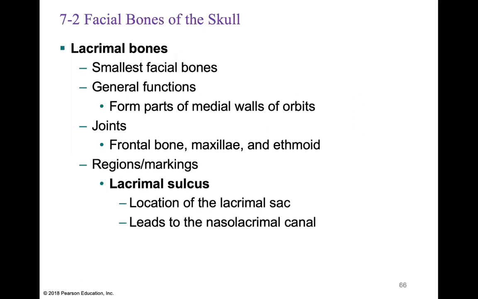Your lacrimal bones are the smallest of the facial bones. They contribute to the medial walls of the orbit of the eye. The joints of the lacrimal bones are going to be with the frontal, maxilla, and ethmoid. And you have the lacrimal sulcus, which is the location of the lacrimal sac, more commonly referred to as your tear sac, which is where tears are produced.